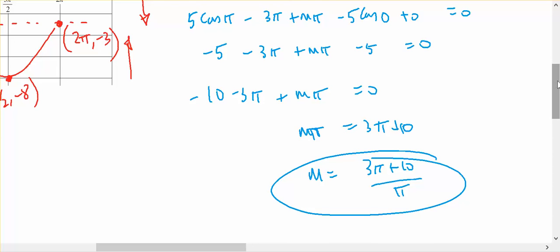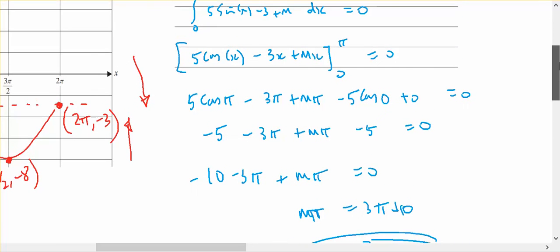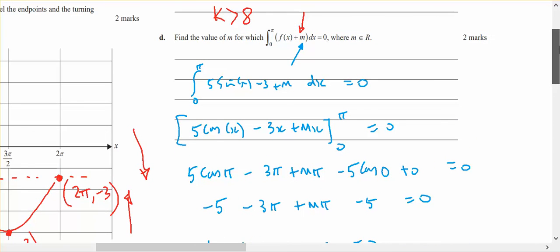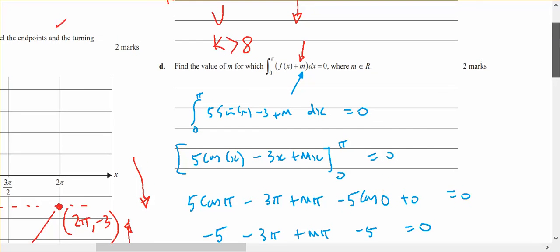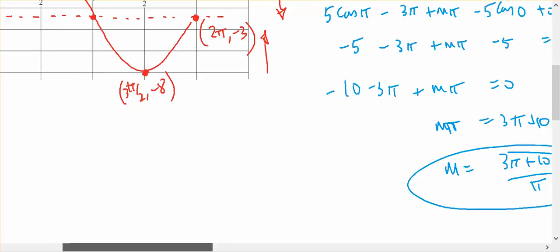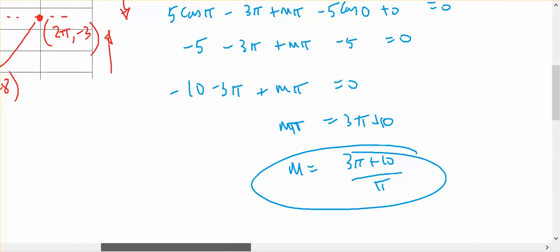And that's moving it up that far. And that's going to give you the only answer that's possible.